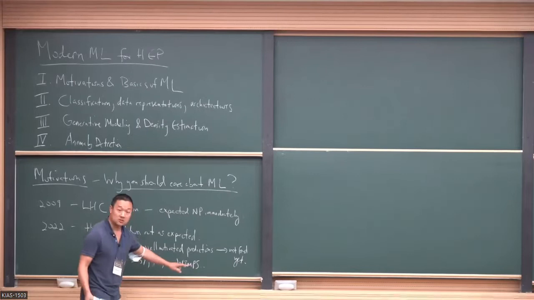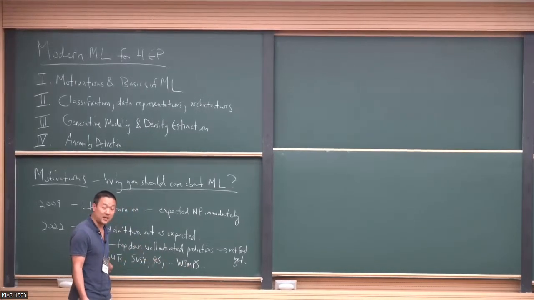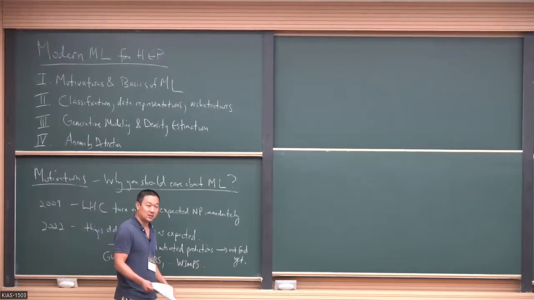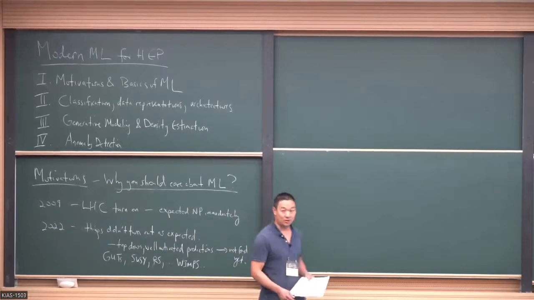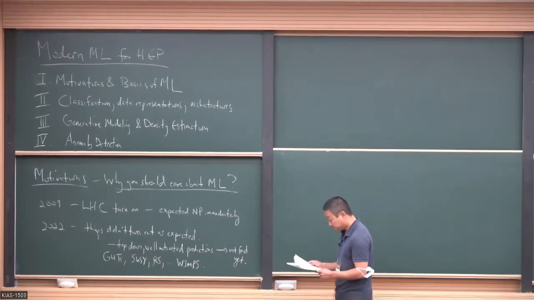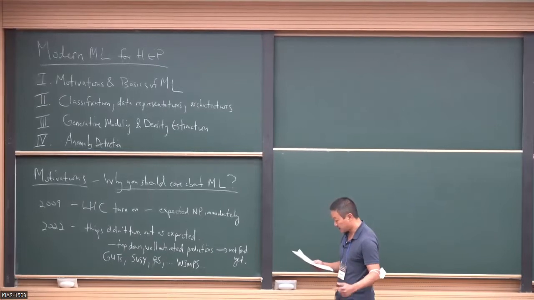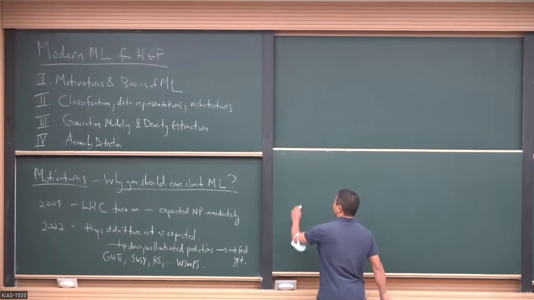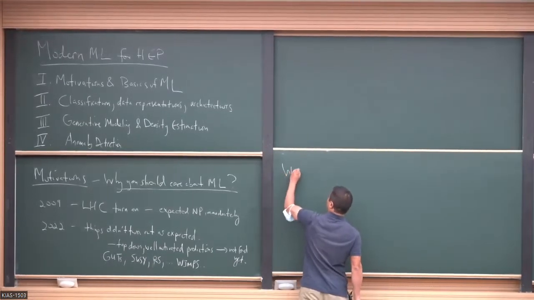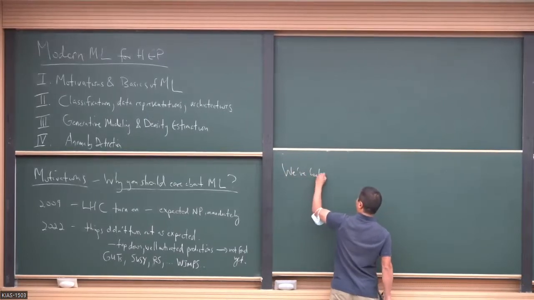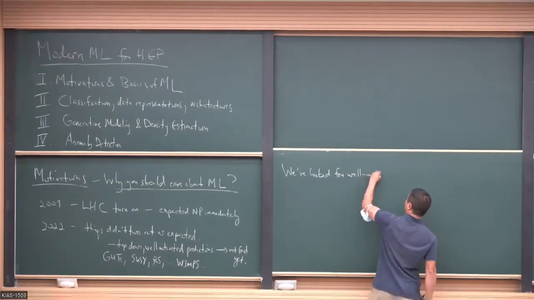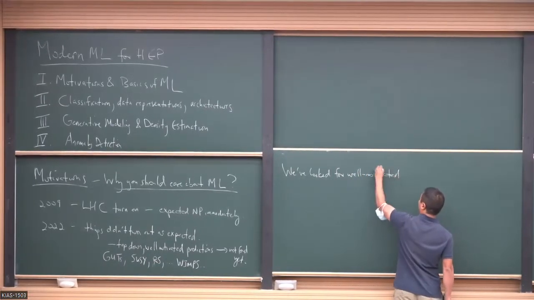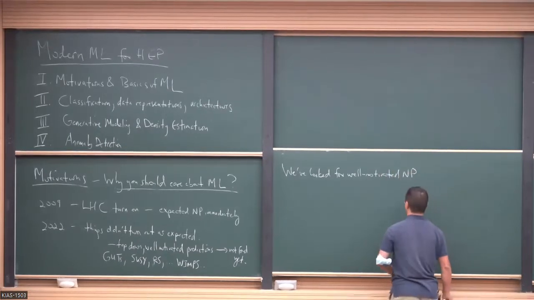Good, so despite being a theorist and having come from a very formal background, I think I will be the first to say that the predictions of theorists have not been very solid or successful for many decades now. Okay, so what do we do with this? So we've looked for the well-motivated stuff, and we've come up empty.